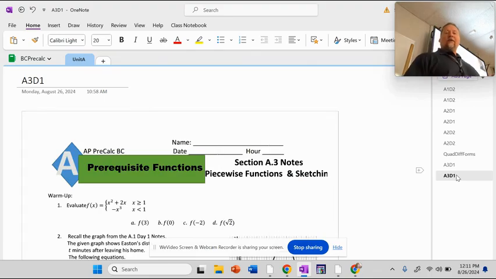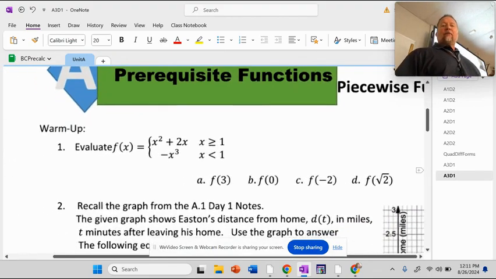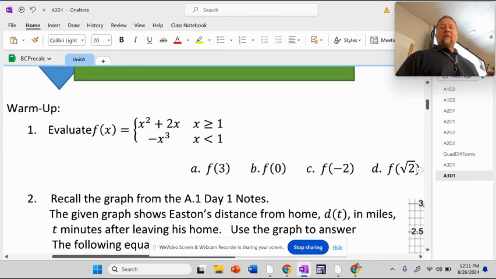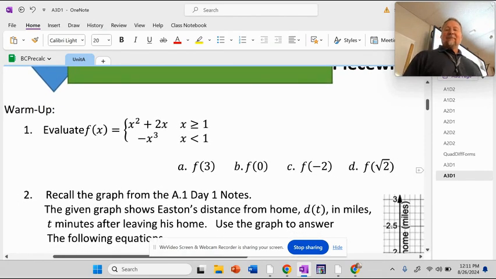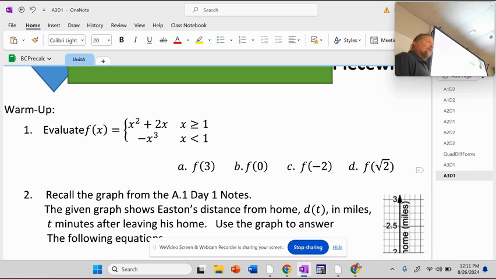Gotta breathe more. All right, now it's time for piecewise functions. Can you say piecewise functions? Very good. I don't know if we did this last year. I have no clue. It's hard for me to remember if we did this in math too.